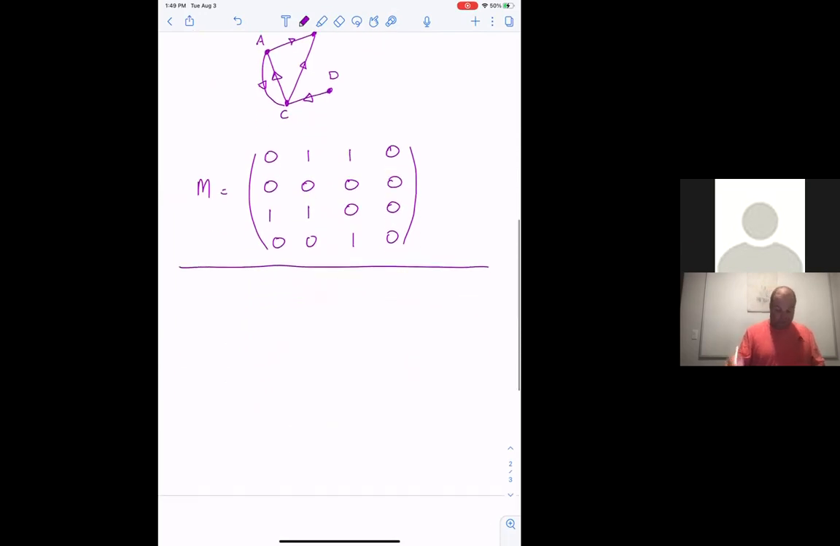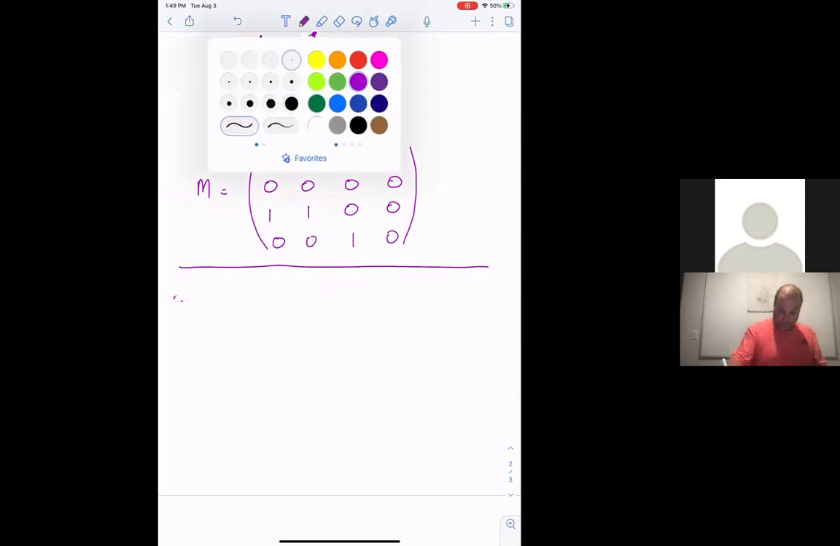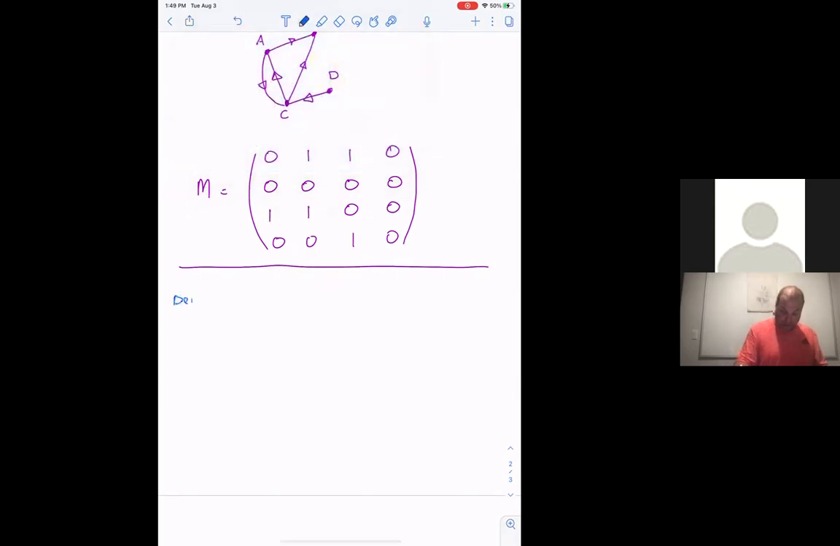Okay, now definition. Not example, definition. An edge from a vertex to itself, which we haven't seen yet, but an edge from a vertex to itself is called a loop. So a loop is an edge from a vertex to itself.